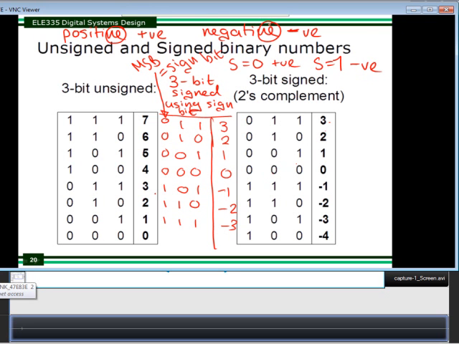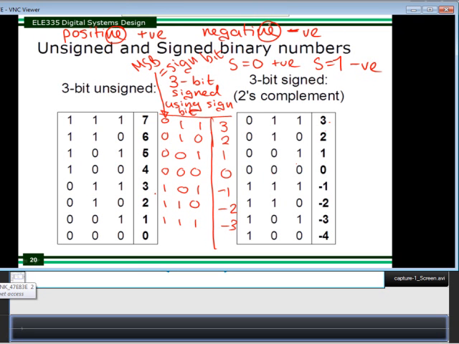Okay? So the sign bit is the most significant bit, and it tells us whether our number is positive or negative. So a 0 means we have a positive number, and a 1 in the most significant bit means we have a negative number. And then the final 2 binary bits simply represent the number itself.